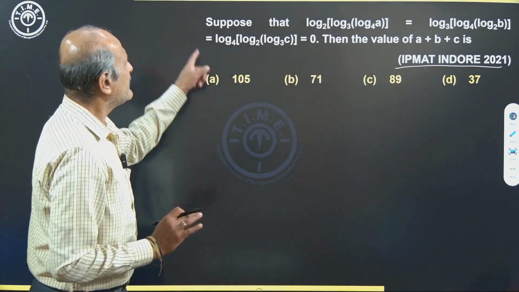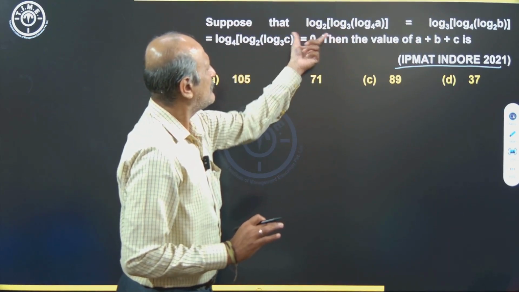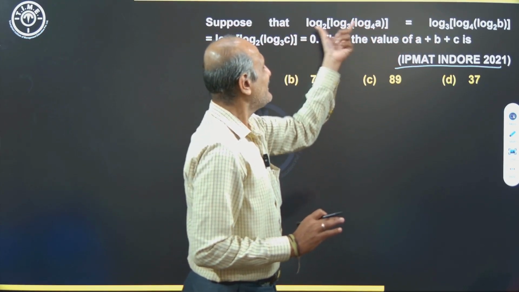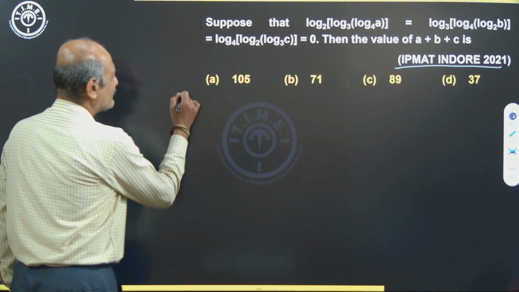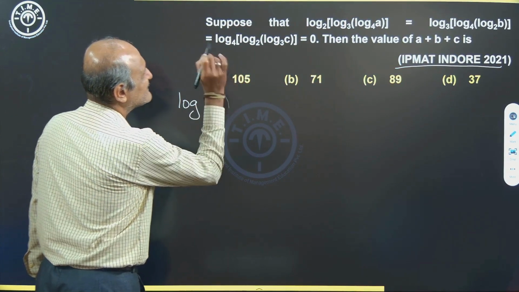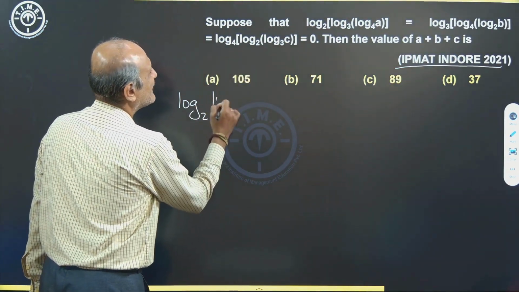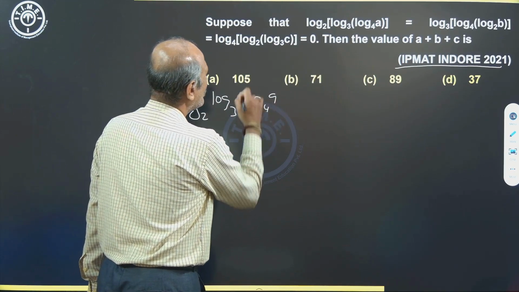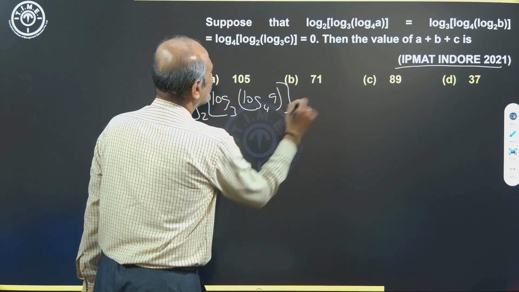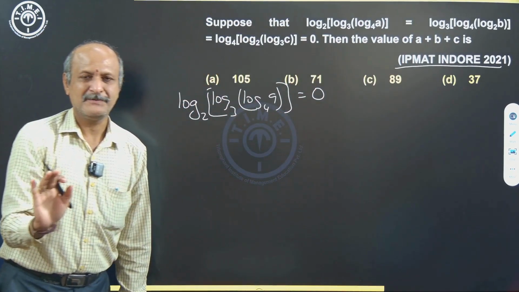Now see here, it reads, suppose that there are logarithms, there are three parts actually given, each one is equal to 0. Let's work out the first part. It is log to the base 2, and then again log to the base 3, and then here it is log a to the base 4. This one is equal to 0.